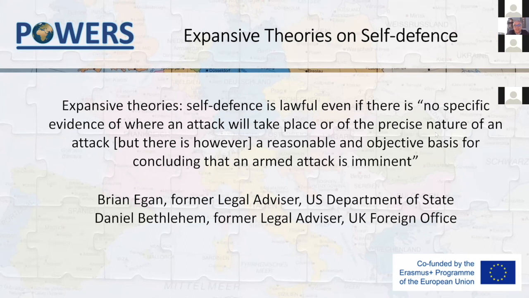So what is worrying about these expansive theories on self-defense is that, according to these theories, self-defense is lawful even if there is no specific evidence of where an attack will take place or of the precise nature of an attack. What you need to lawfully defend yourself is only a reasonable and objective basis for concluding that an armed attack is imminent, even if you don't know where or when the attack will take place. So it's quite contradictory if you look at this sentence.